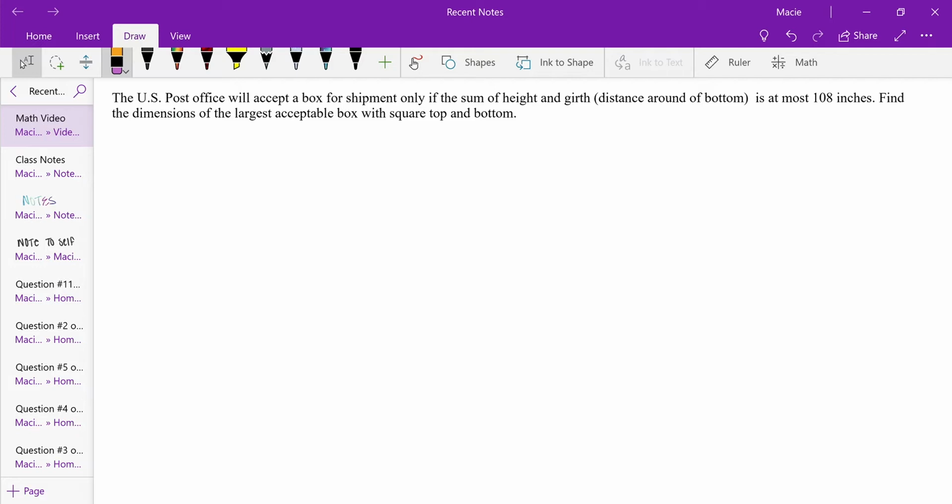The U.S. Post Office will accept a box for shipment only if the sum of height and girth, or distance around a bottom, is at most 108 inches. Find the dimensions of the largest acceptable box with square top and bottom.